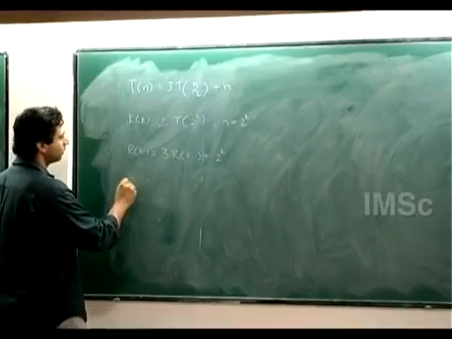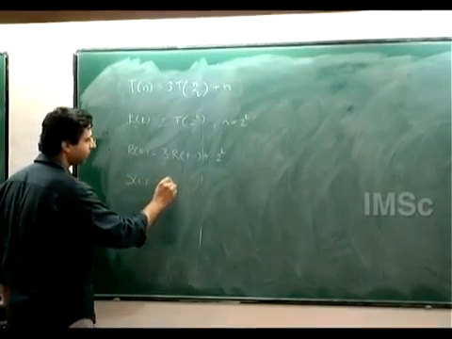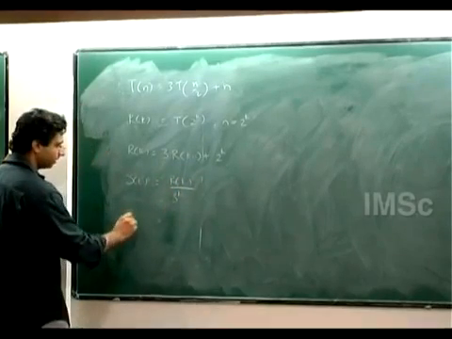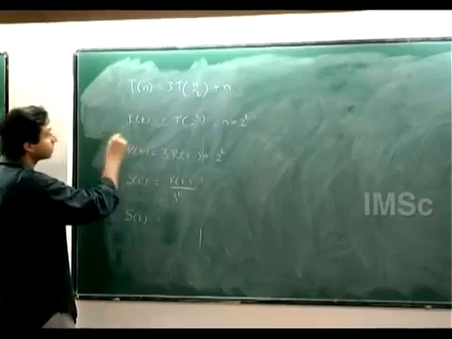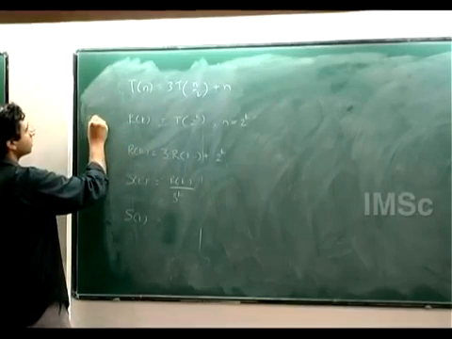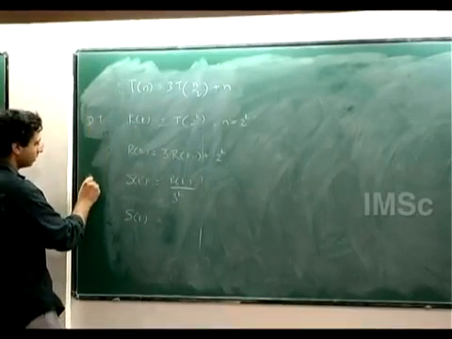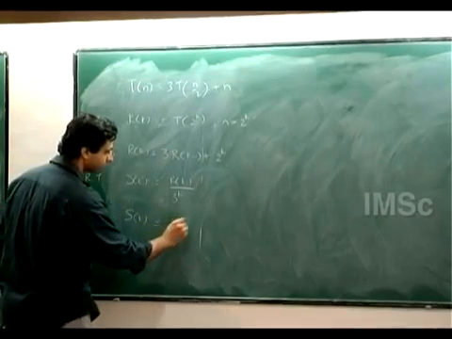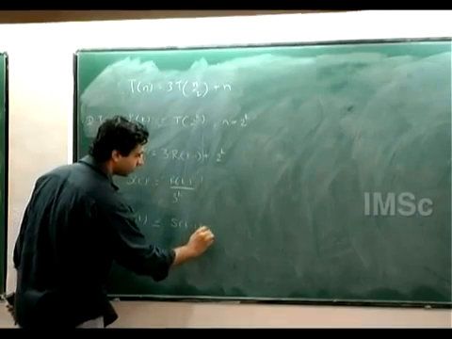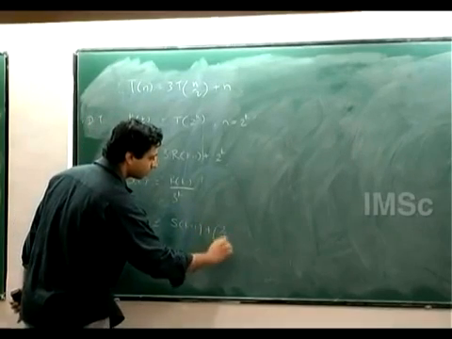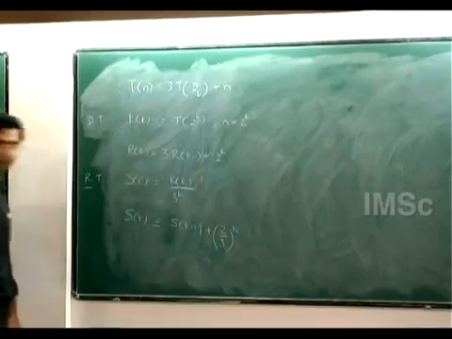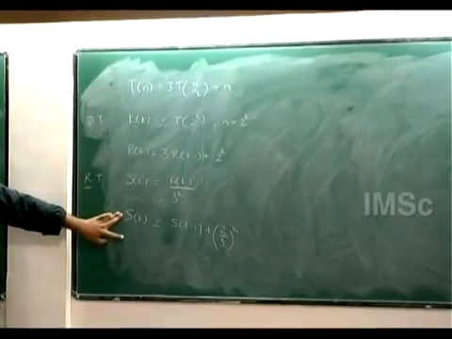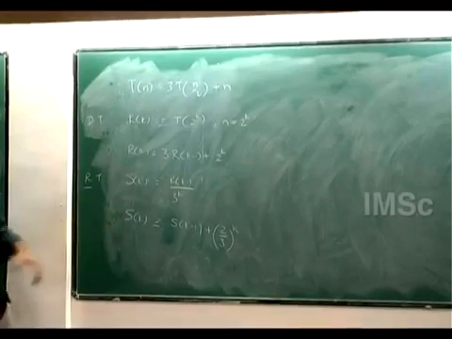I define S of k to be R of k divided by 3 raised to k. So this is the domain transformation, this is the range transformation. Doing the range transformation, I get S of k minus 1 plus 2 by 3 raised to k. So we have reduced this recurrence into this fundamental recurrence. Now I can solve this fundamental recurrence.